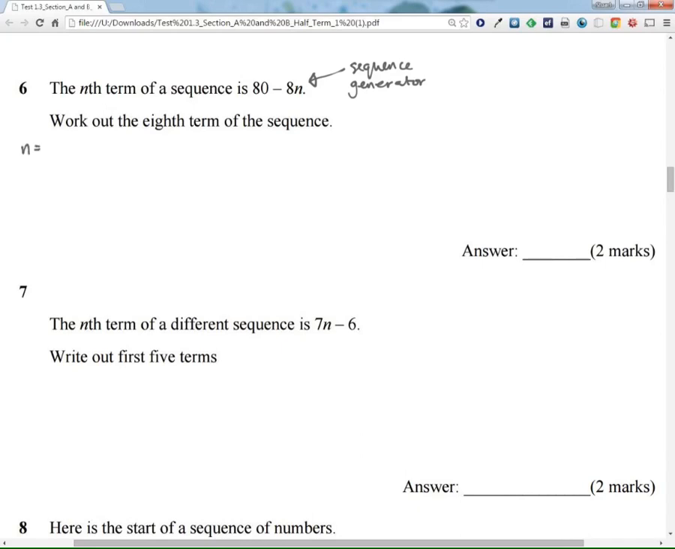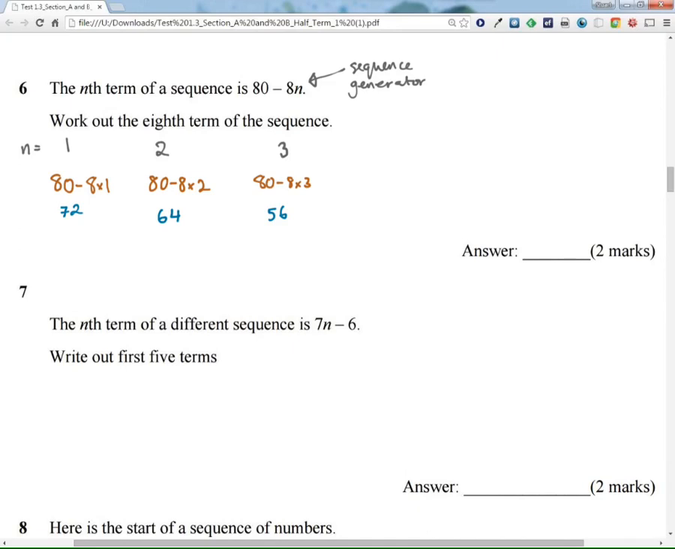Okay, so we can look at the first term when n is 1. This will be 80 minus 8 times 1, because that's what the sequence generator says. That's what the nth term tells us to do. 80 minus 8 times 1 is 80 minus 8, which is 72. So the first term is 72. For n equals 2, we put 2 into our nth term. We get 80 minus 8 times 2, which is 80 minus 16, which is 64. For the third term, we put 3 into this nth term, so it's 80 minus 8 times 3, which is 80 minus 24, which is 56.